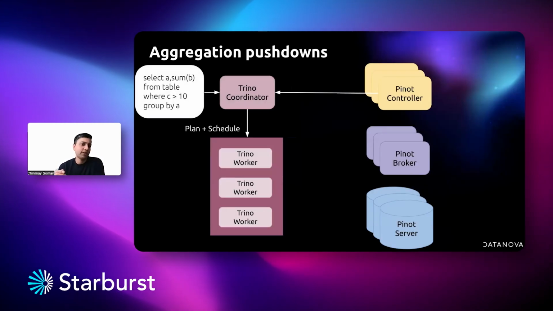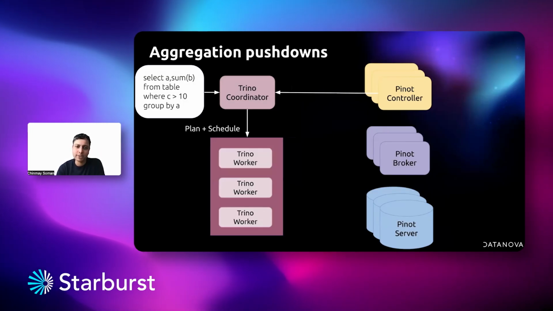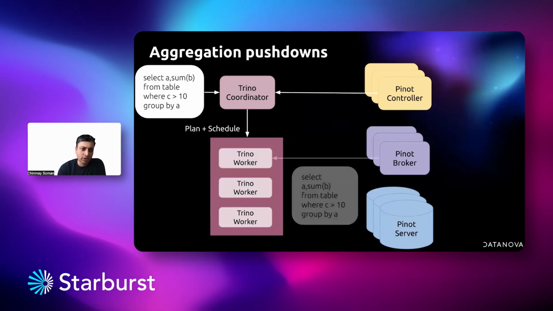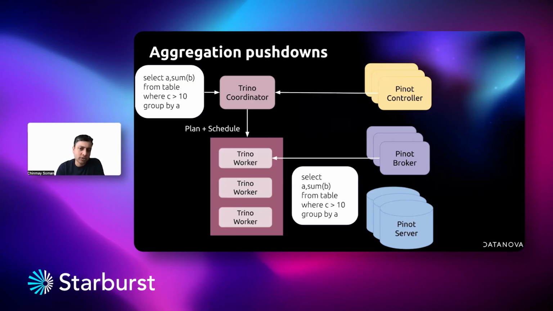So this is one example where we are doing an aggregation query. We're doing a sum of column B from table with a filter predicate where C is greater than 10. There's also a group by clause here, group by A. In this case, Trino will determine this is an aggregation query and it can be pushed directly to Pinot. As I mentioned before, it'll just directly send the query to one of the Pinot brokers, and then do minimal processing on the response that it gets from the broker and return it to the user.